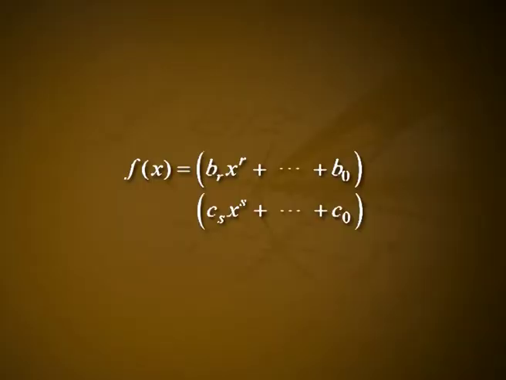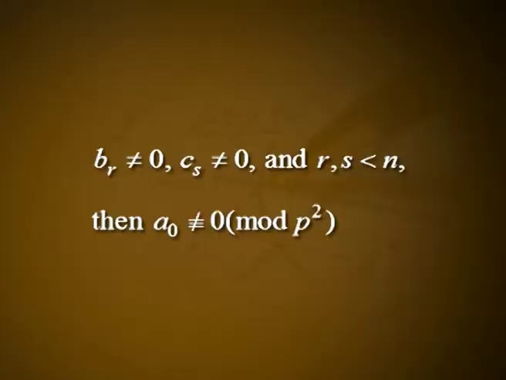Proof: by Theorem 4, we need only to show that f(x) does not factor into polynomials of lower degree in Z[x]. If f(x) = (b_r x^r + etc. + b_0)(c_s x^s + etc. + c_0) is a factorization in Z[x] with b_r not equal to 0, c_s not equal to 0, and r, s less than n, then a_0 not congruent to 0 mod p squared implies that not both b_0 and c_0 are congruent to 0 modulo p.